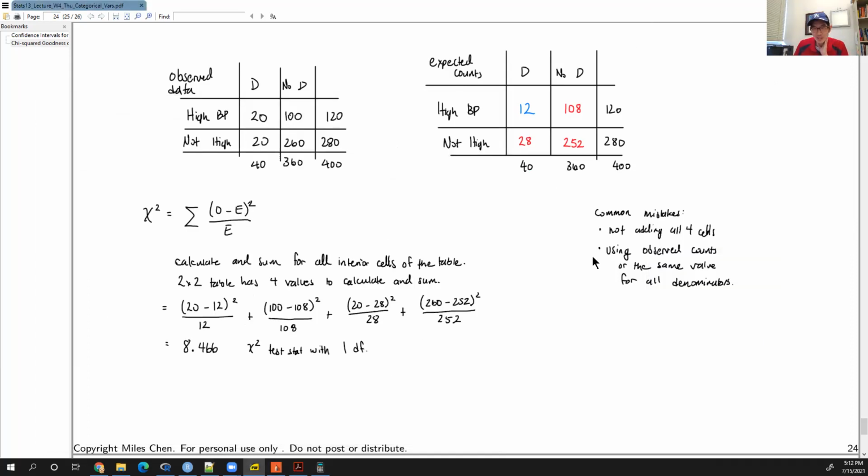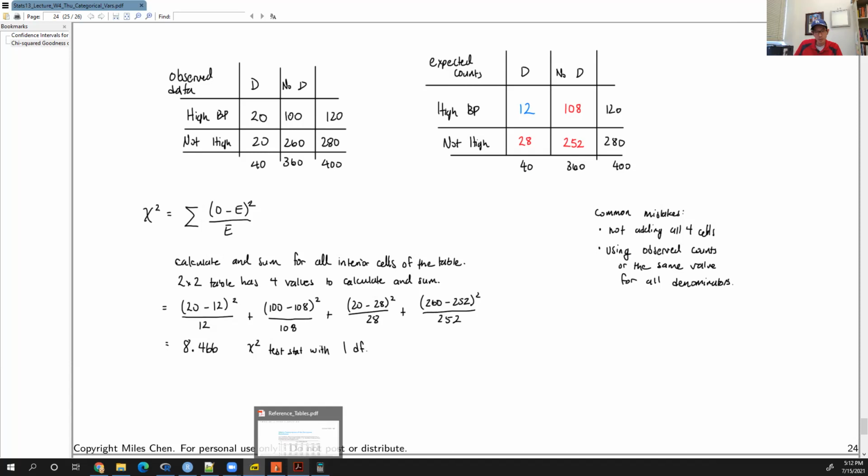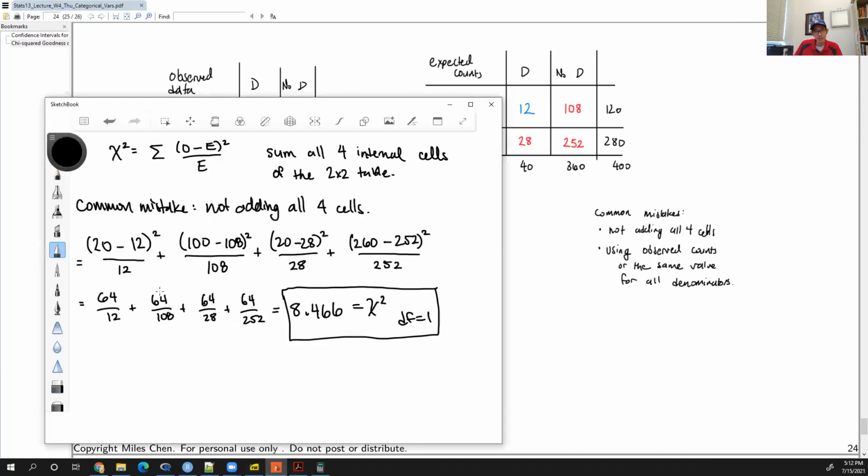All right, so we have that, okay? Yes, I wrote these common mistakes: not adding all 4 cells, and or using observed counts, or the same values for all denominators. That's another thing. You always divide by the expected number in the denominator, not the observed. So sometimes students will use the observed, or sometimes students will use the same number for all the denominators. Those are things that I encountered. But the most common one though is not adding all 4 cells. Students will sometimes just do the first 2 and then stop, and then your chi-squared value just ends up being way smaller than what it needs to be.